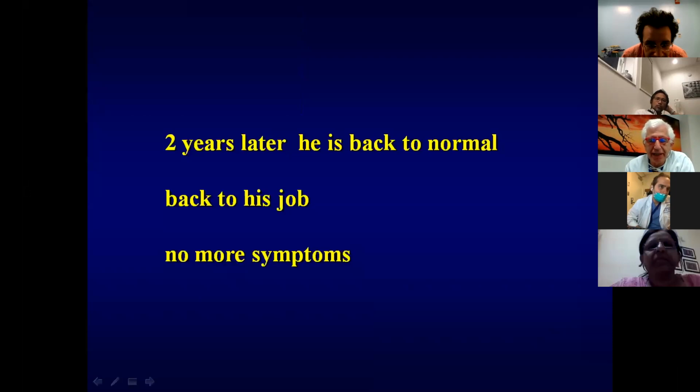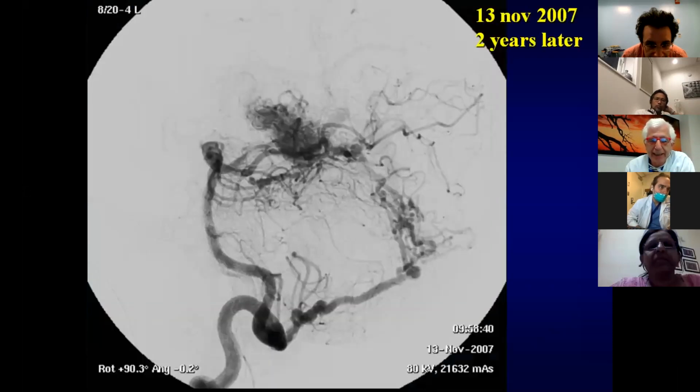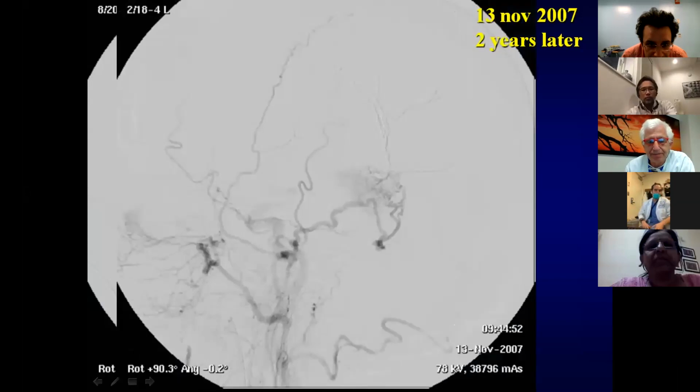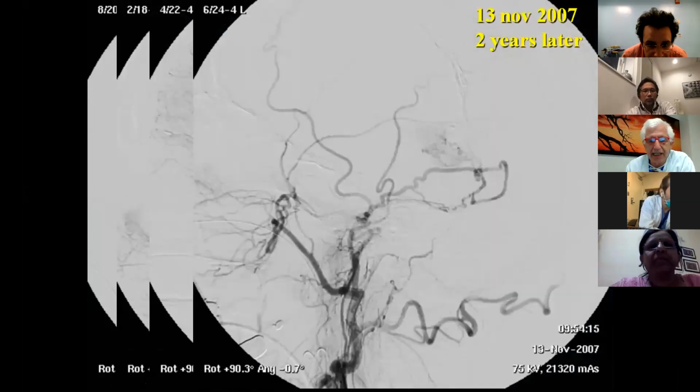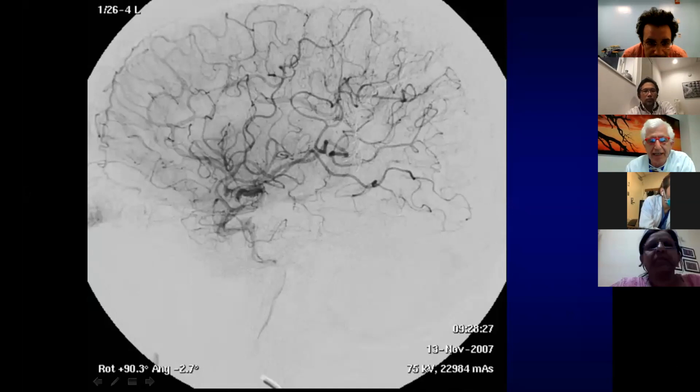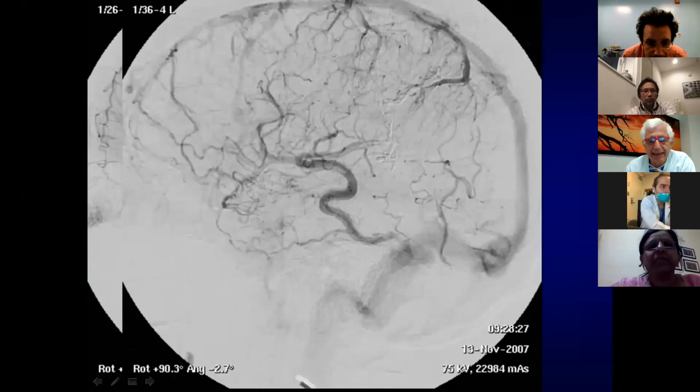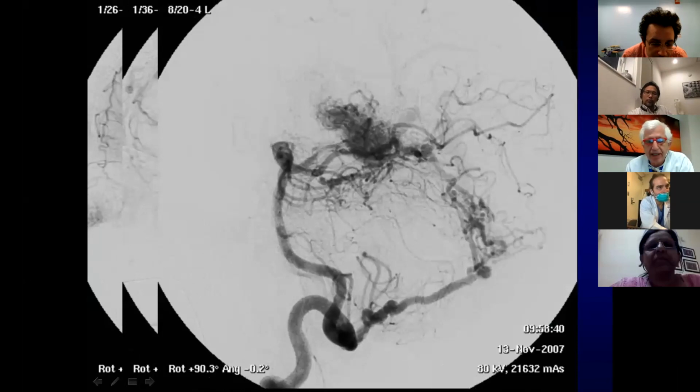Two years later, he is back to normal, back to his job, no more symptoms. But the angiogram still shows some flow inside the fistula, coming mostly from the branches you're seeing, and the feeders are from the mesencephalic arteries. You can see here that the internal cerebral vein is not seen when you look at the brain, and the epsilon sign is visible here. Again, it looks like an AVM, but it's not an AVM, it's just a dural fistula in the region of the vein of Galen.